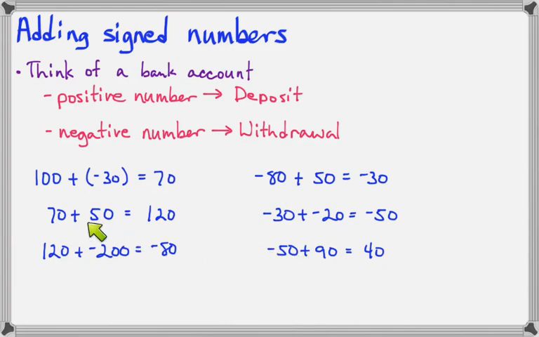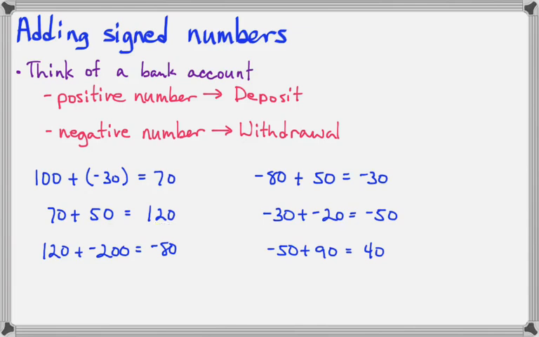Now let's look at the problems we have where the signs are the same. With positive 70 and positive 50, we added the two numbers and the answer was positive. With negative 30 and negative 20, we added the two numbers and the answer was negative. So it looks like if the signs are the same, you add and the answer will have the same sign as the numbers in the problem.